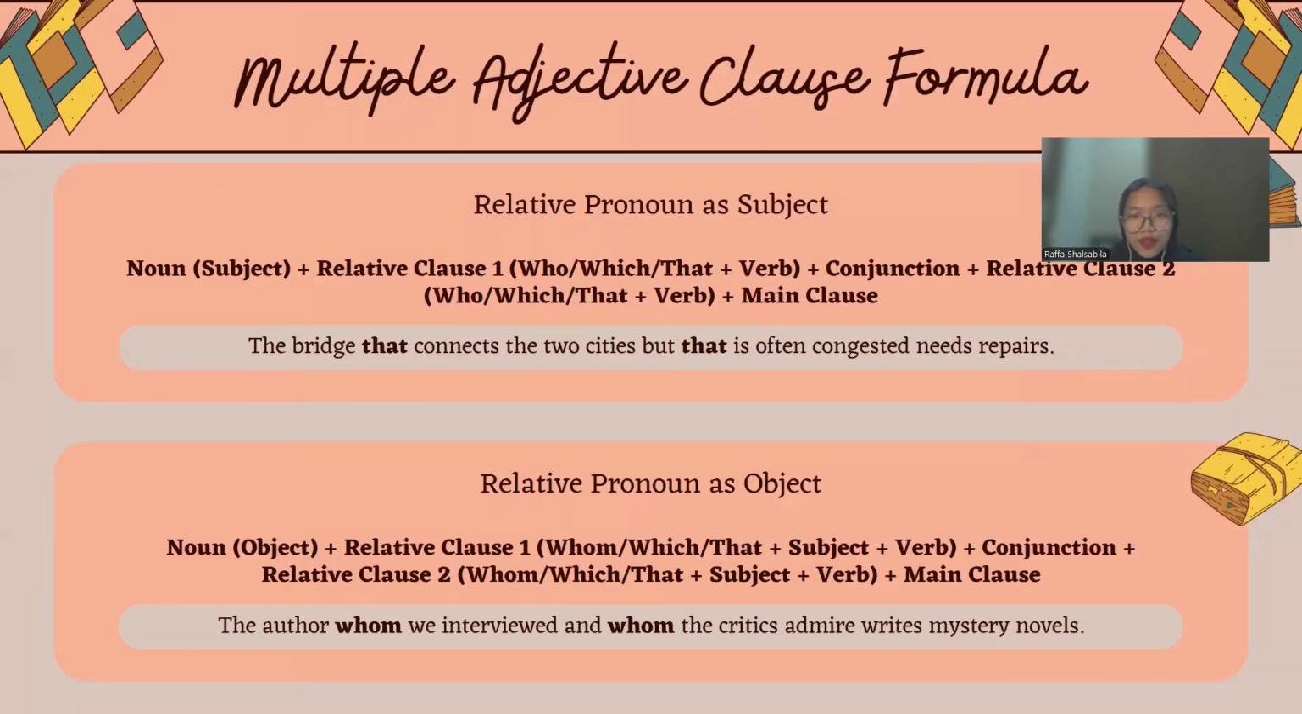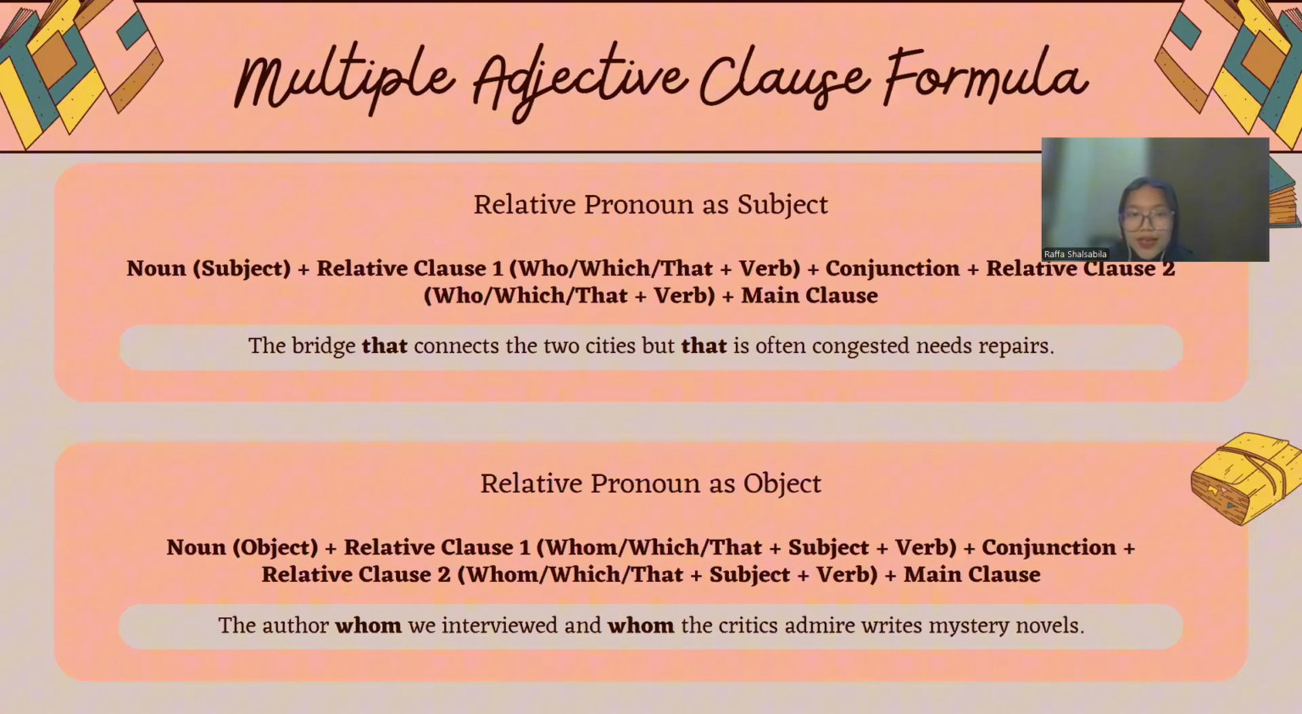Multiple adjective clause formula. The first one is relative pronoun as subject. In this case, the relative clause or adjective clause serves to explain the noun that is the subject of the sentence. The conjunction used here can be who, which, or that, depending on the type of noun being described, whether it's a person, thing, or animal.